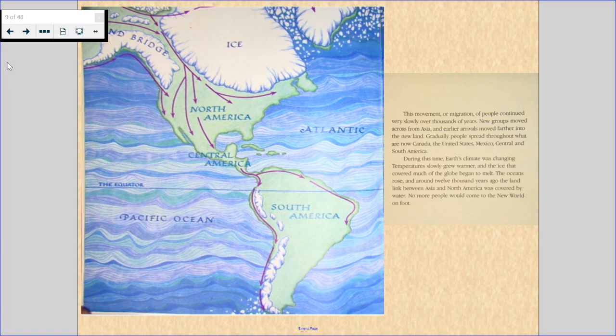But there was a time that after the climate changed and the waters rose, that land bridge was no longer accessible. Just so you know, there have been some new theories around the land bridge.